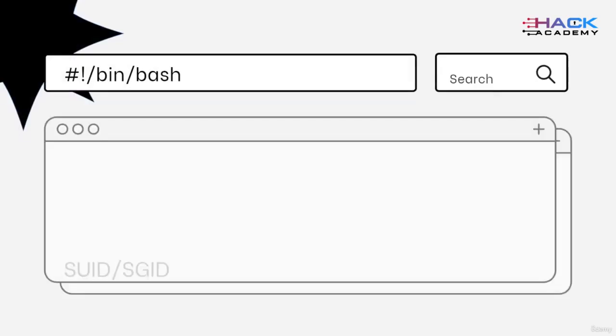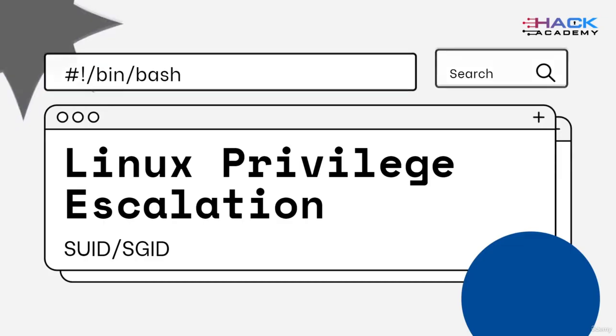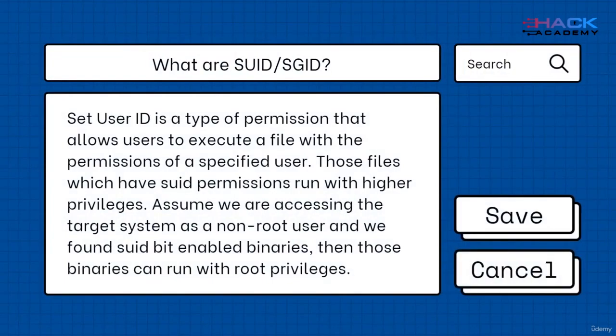In this section, we're going to talk about SUID and SGID. So what are SUID and SGID? The set user ID is a type of permission that allows users to execute a file with the permissions of a specified user. Those files which have SUID permissions run with higher privileges. Assume we are accessing the target system as a non-root user, and we found SUID bit enabled binaries, then those binaries can run with root privileges.